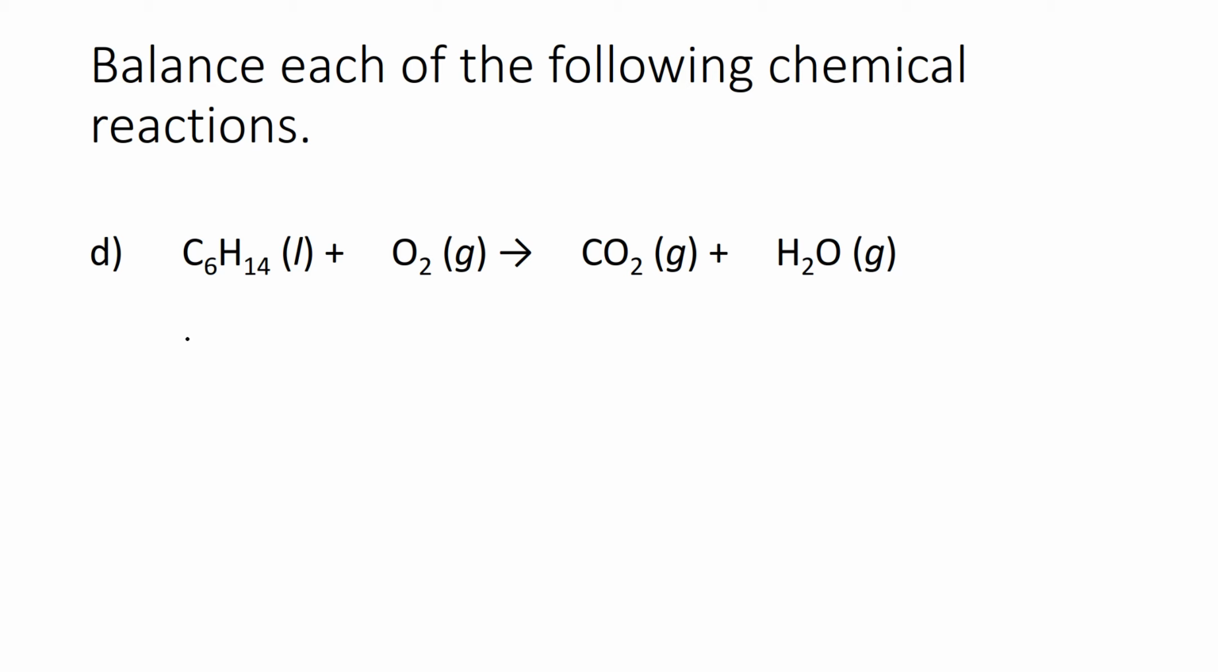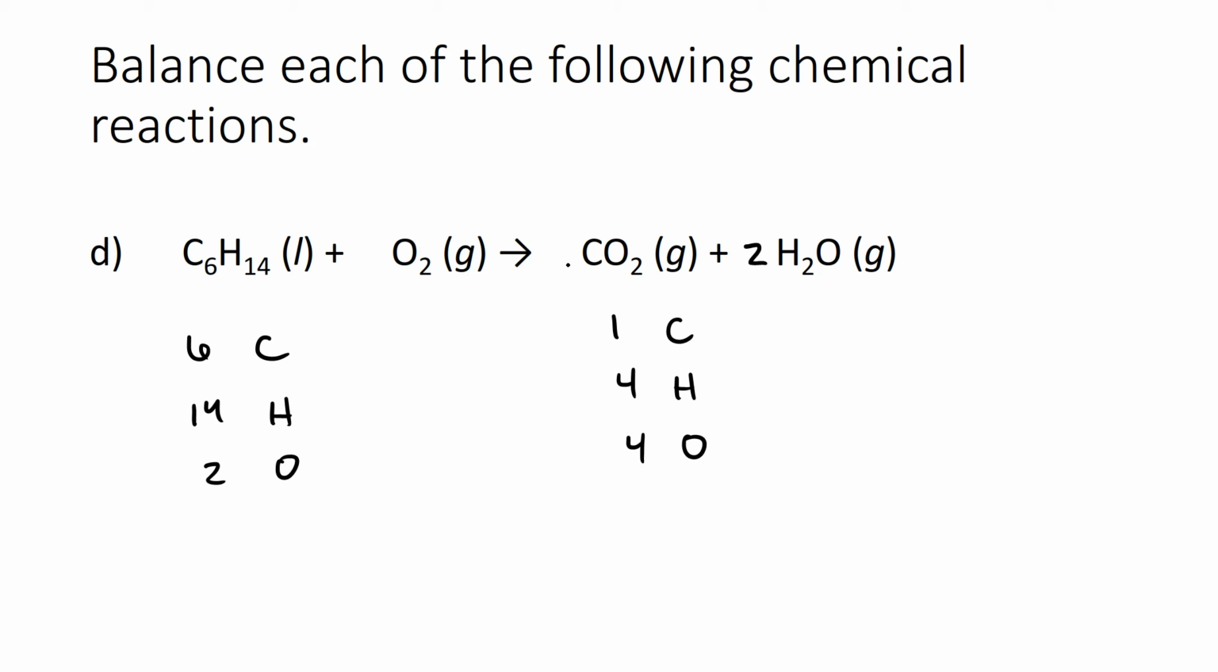And for part D, we have 6 carbons on the left, 14 hydrogens, and 2 oxygens. On the right, we have 1 carbon, 2 hydrogens, and 3 oxygens. Again, I'm going to start by putting a 2 in front of this so I can try to get an even number of oxygens that I can balance at the end. So that's going to give us 4 hydrogens and a total of 4 oxygens.